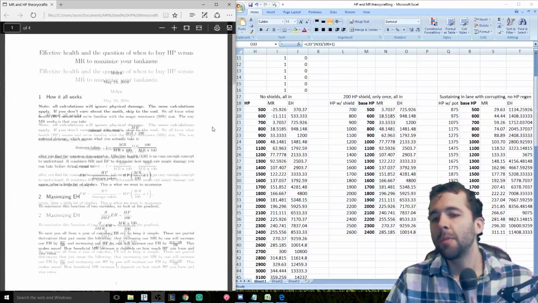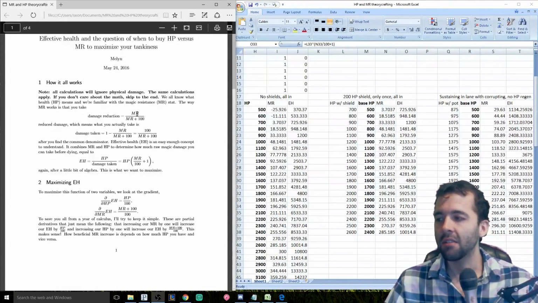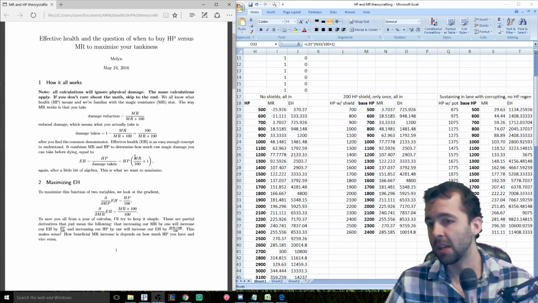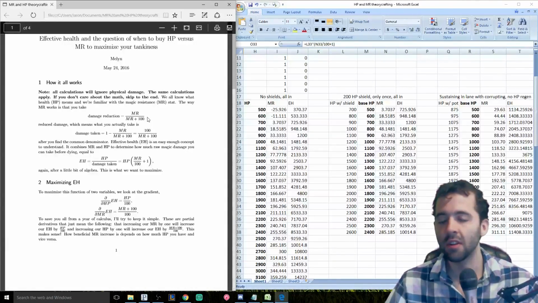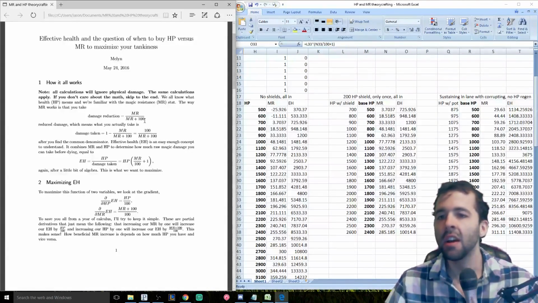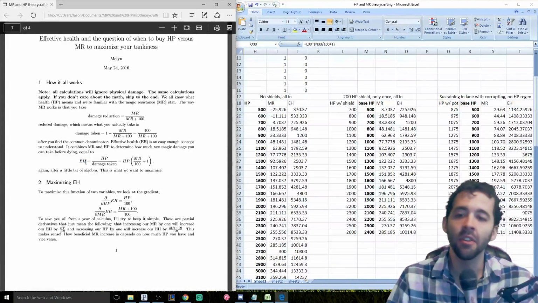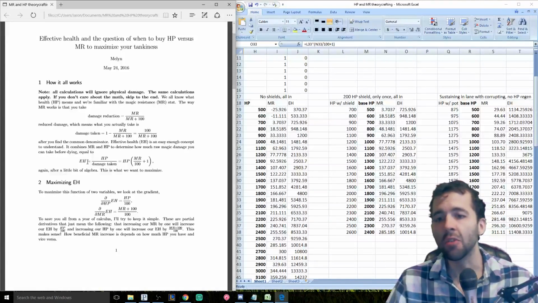Okay, so we'll start with the question of, all right, what do we have? We're looking at burst damage, purely magic damage, and we're going to look at the difference between MR and HP in terms of effective health. So here's the formula for MR, how it reduces the damage taken, and we all know what health does. Then we introduce this new term called effective health, which is basically just how much raw magic damage you can take before you die.